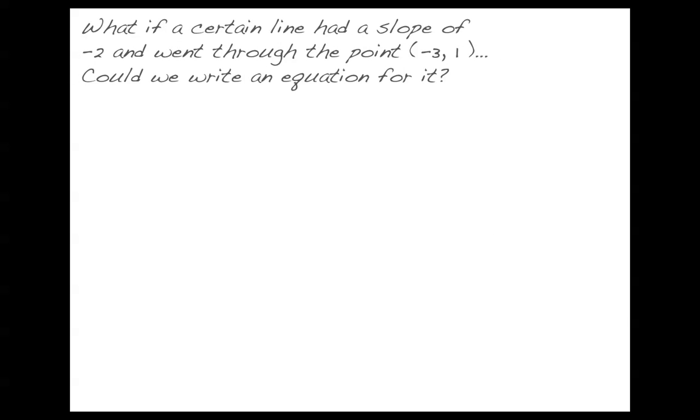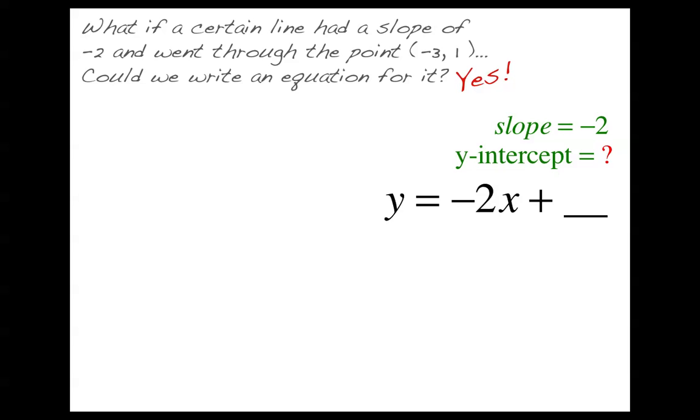All right, let's talk about one more kind of problem where you're going to write a linear equation. What if a certain line had a slope of -2, so we know the slope, and it went through the point -3, 1? Could we write an equation for that line? Yeah, of course we can. How? Well, we know the slope. It tells us the slope is -2. Do we know the y-intercept? We don't know the y-intercept. So we know it's going to be y equals -2x plus something. The -2 was the slope, but we don't know the y-intercept. How are we going to finish this problem?